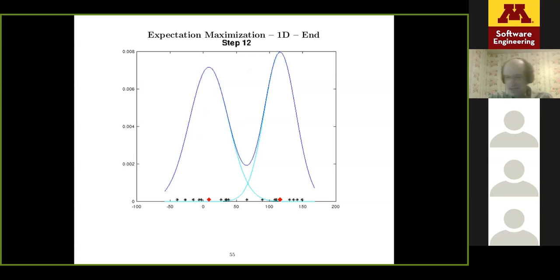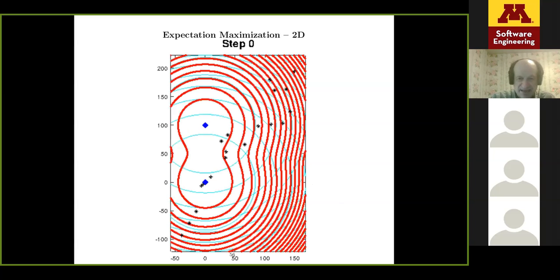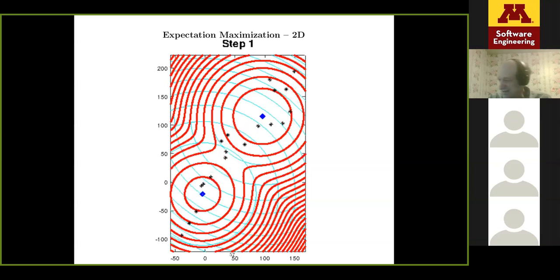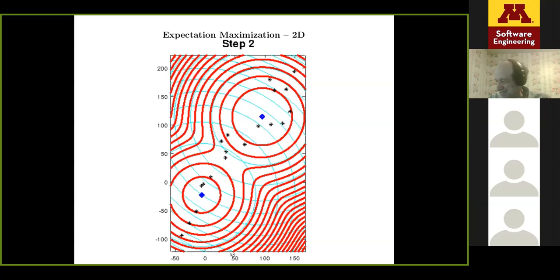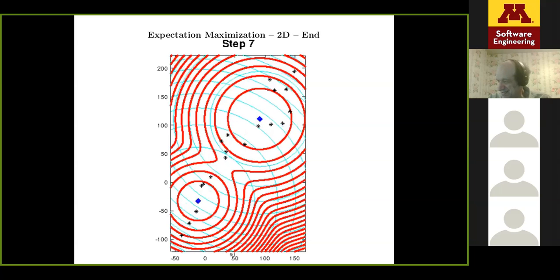This is in one dimension. You can do the same in two dimensions. I have a bunch of black points, and I want to separate them into two Gaussians. The big blue diamonds are the centers of where I think these Gaussians are. This process works in multiple dimensions. A Gaussian is probably not a good model here because these points look like they're all lined up in a line. So that's probably not the best model, but this is what happens in this case.